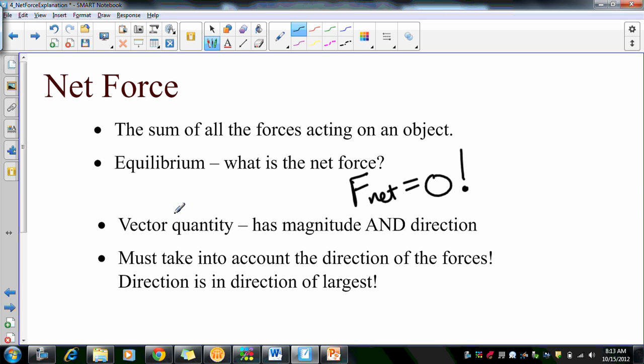Force is a vector quantity, which means it has magnitude and direction. So you have to take into account the directions of the forces, and the direction is always in the direction of the largest force. That's just like when we were talking about displacement, when we were talking about velocities. Everything is always in, the net is always in the direction of the largest.